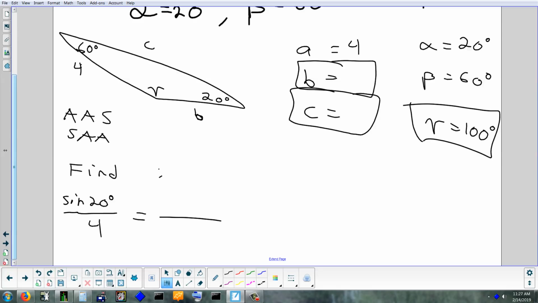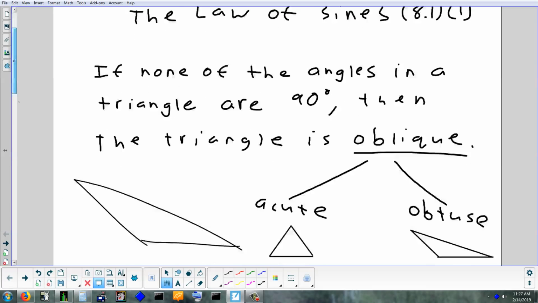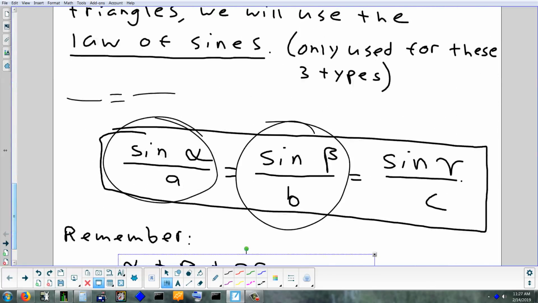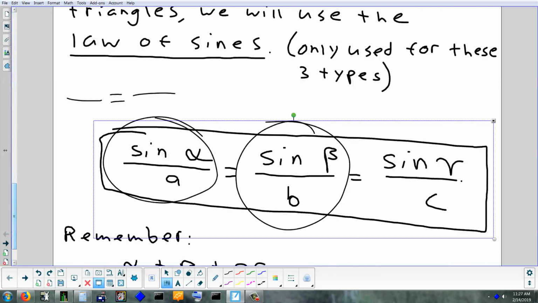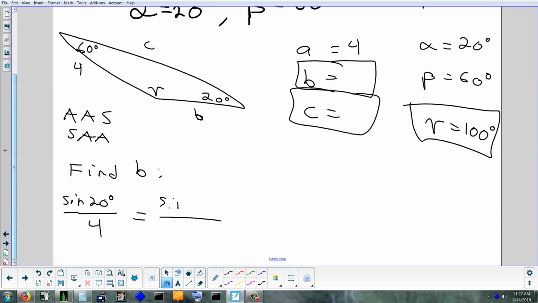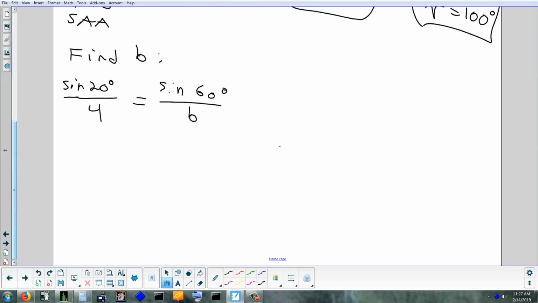Let's find B. So we used this, and we're going to use that. For now, we're not going to use gamma and C. We might need it later in the problem, but not for this part. So take what we just had and set it equal to sine of beta over B, sine of 60 over B. And now, solve for B.